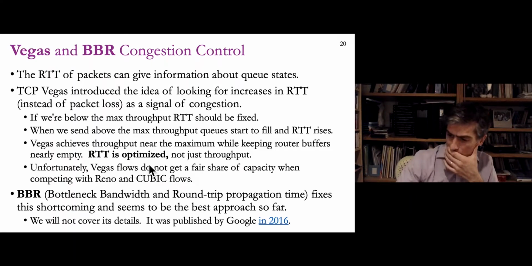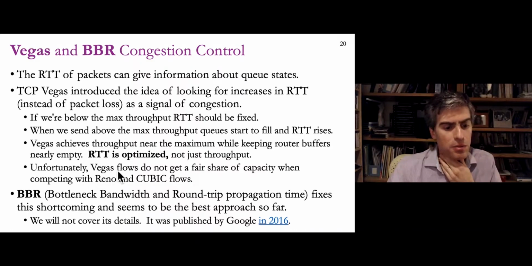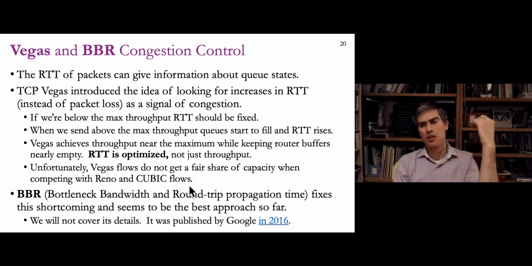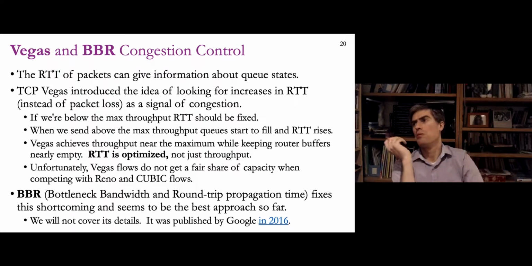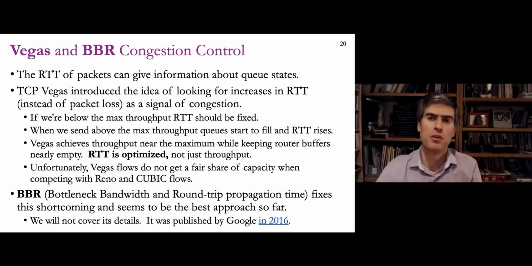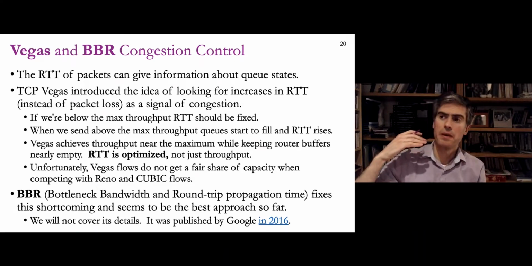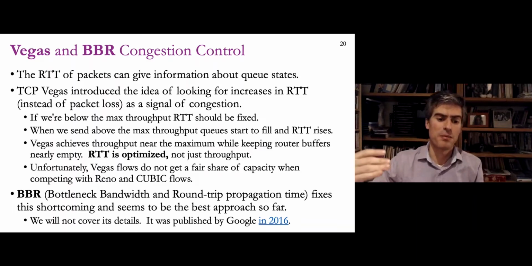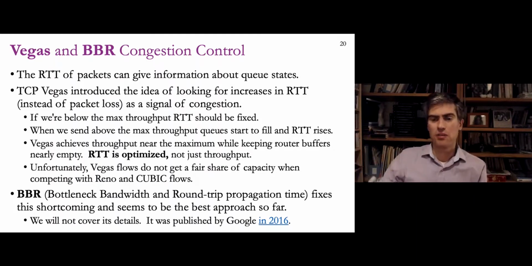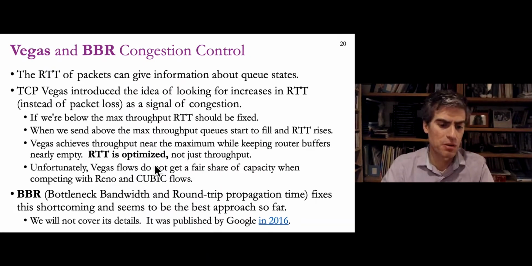Now, it turned out that the simplest way to do this that Vegas introduced did not give a fair share of capacity when it was competing with TCP flows using Reno and Cubic. And that's because those other systems, if other users are pushing the system toward packet loss, then queues will fill up anyway. And what you're observing is harder to observe. You'll see increases in your round trip time, but those are caused by other folks, not you so much. And that was a problem.